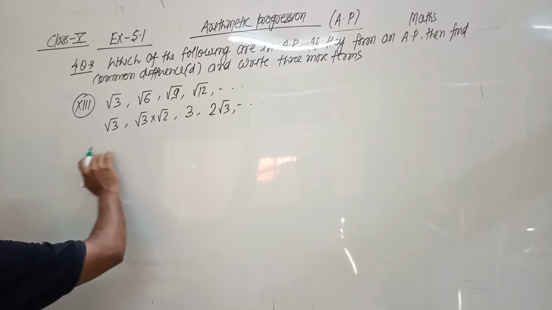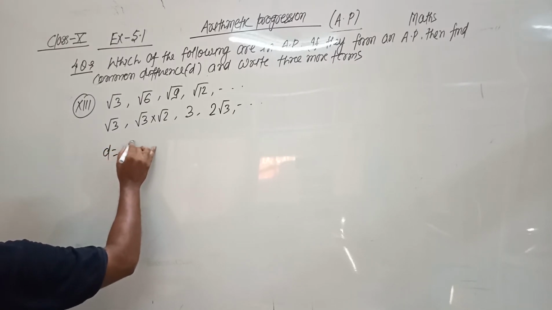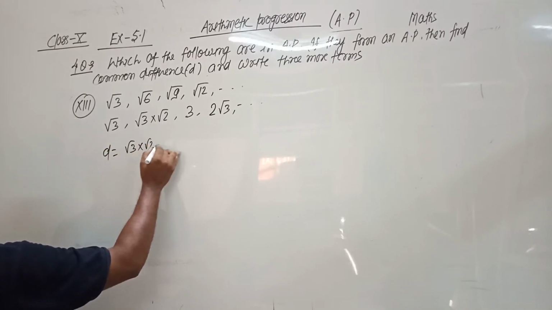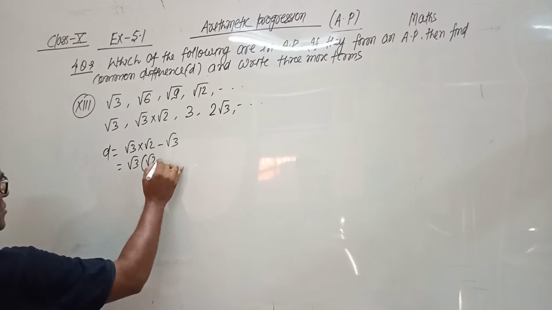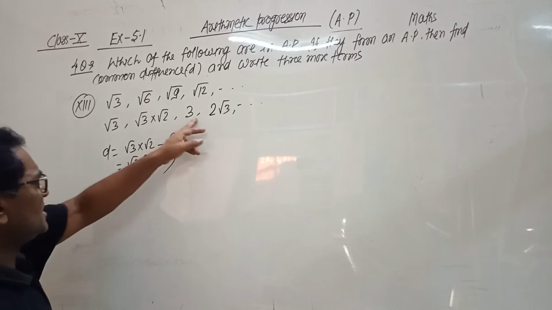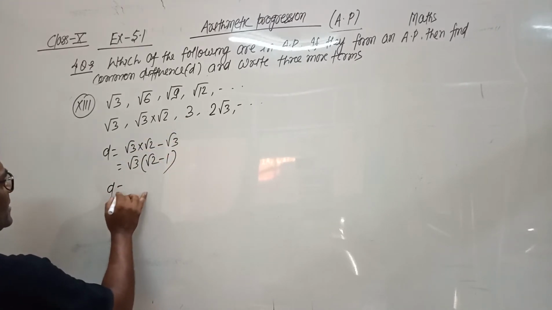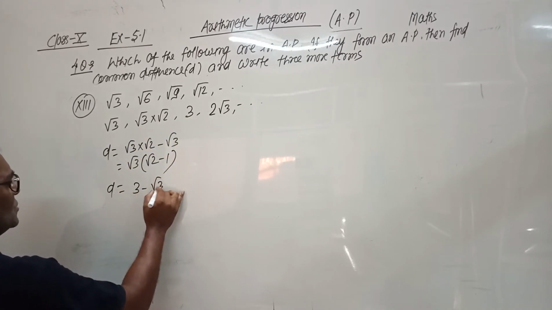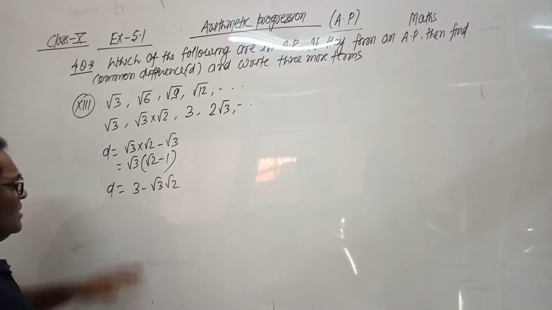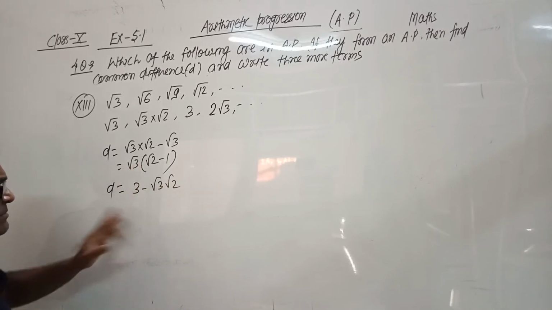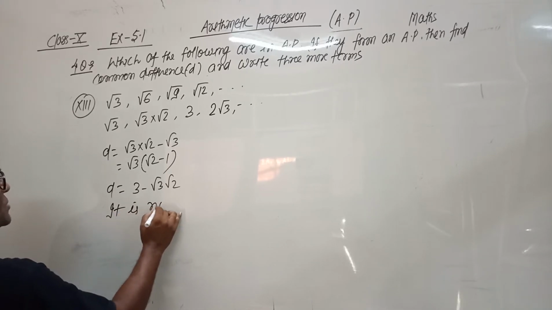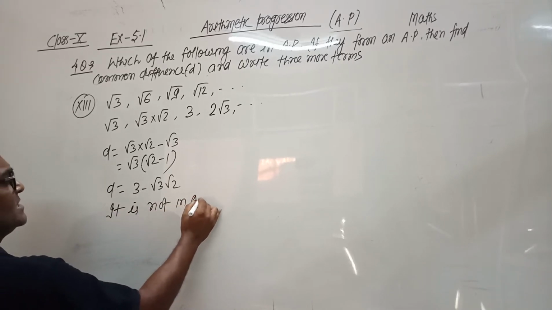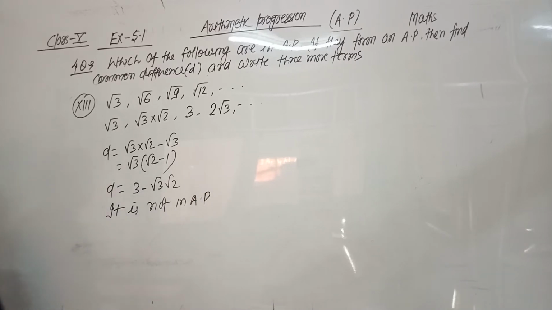Let us check the common difference. So root 3 into root 2 minus root 3. Taking root 3 common, we get root 3 into (root 2 minus 1). From the next two terms, d equals 3 minus root 3 into root 2. So the common difference is not the same. So we only write that it is not in AP. And since it is not in AP, there is no need to write the next terms.